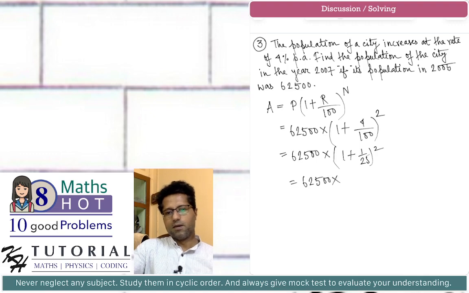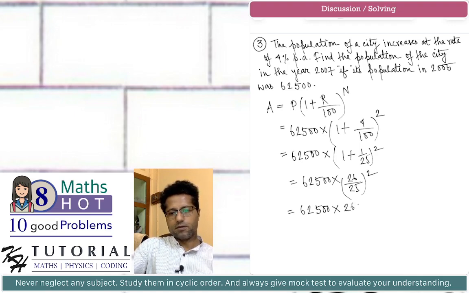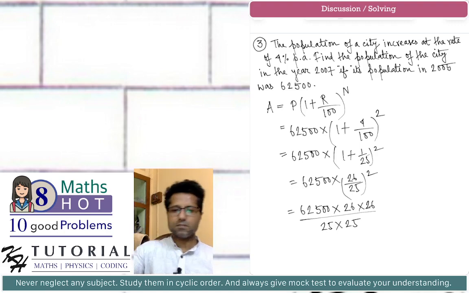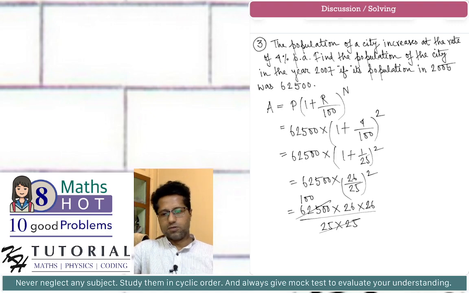This is equal to 62500 multiplied by 1 plus 1 by 25 is 26 by 25 square. This is equal to 62500 multiplied by 26 divided by 25 multiplied by 25. Now 25 multiplied by 25 is equal to 625. So this cancels with 100. So this is equal to 26 square multiplied by 100.